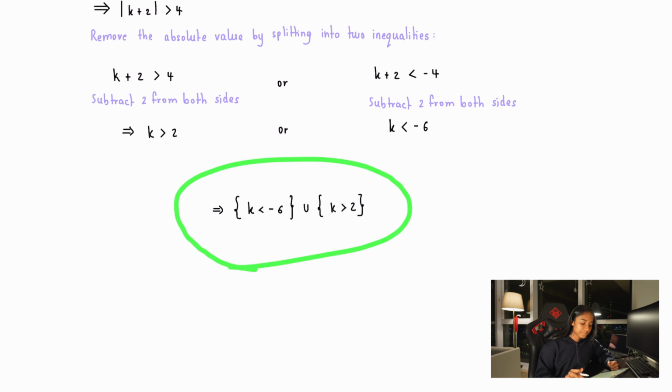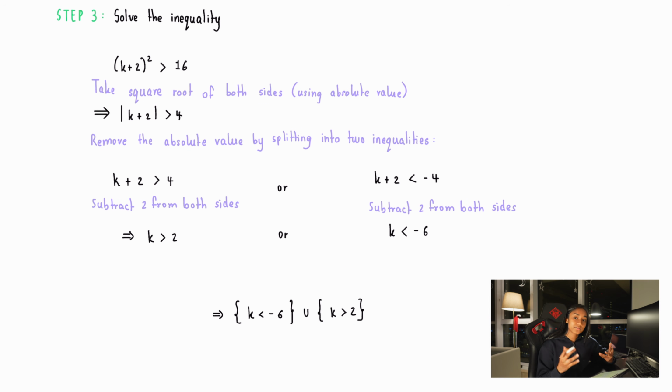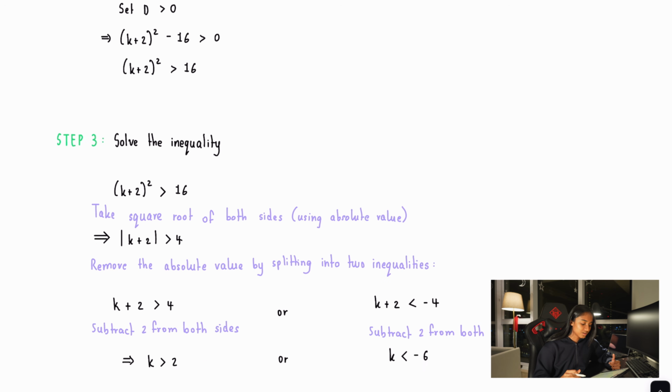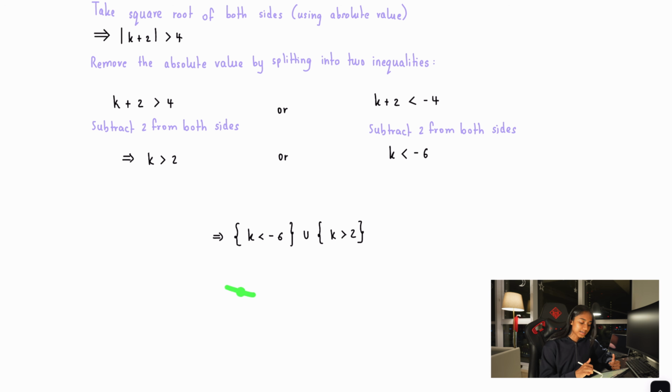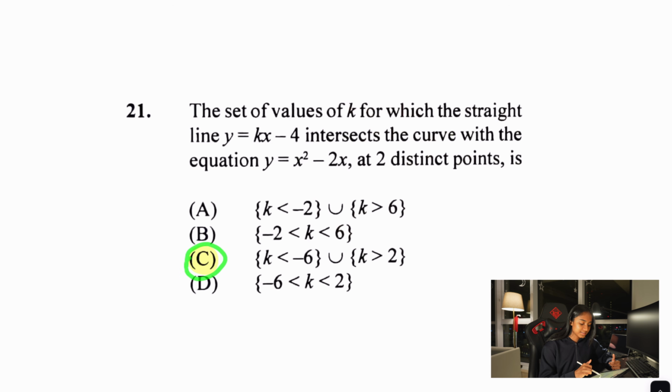So again, all we do in there is set them equal to each other, use the discriminant b squared minus 4ac, set that greater than 0 because positive, then solve the inequality, and we get our answer. In this case, it is C.